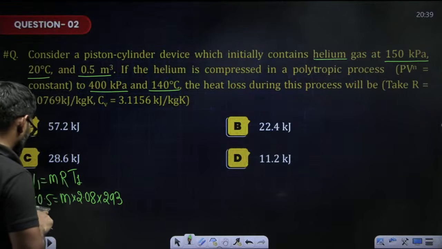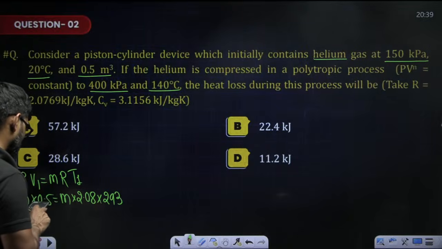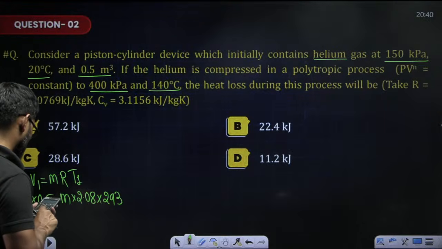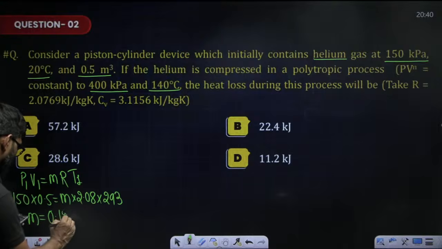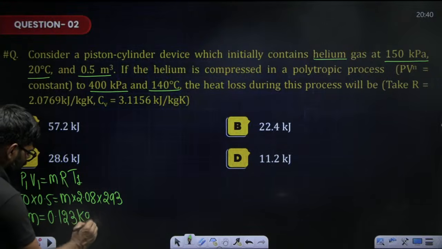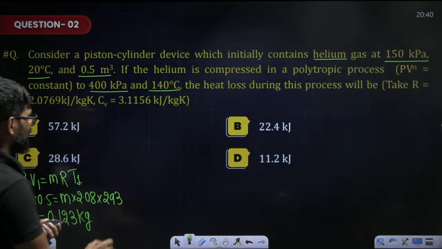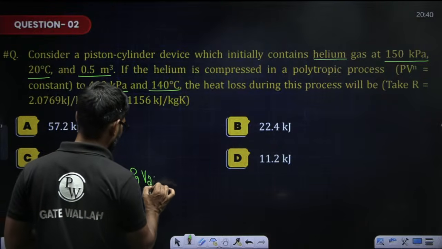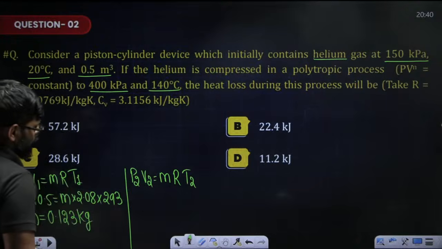So the m value will come as 150 into 0.5 divided by 2.08 divided by 293. This value will come 0.123 kg. Now what you need to do, apply another equation, that is P2V2 is equal to mRT2.